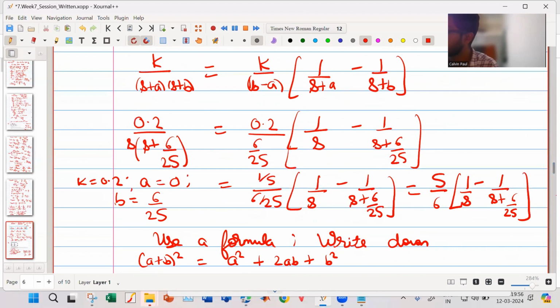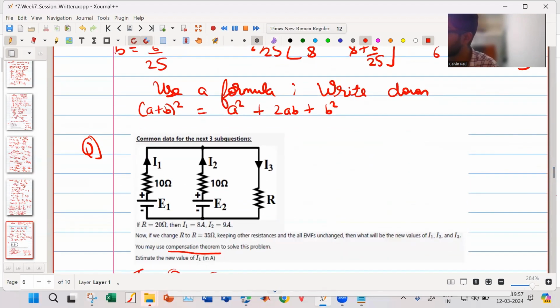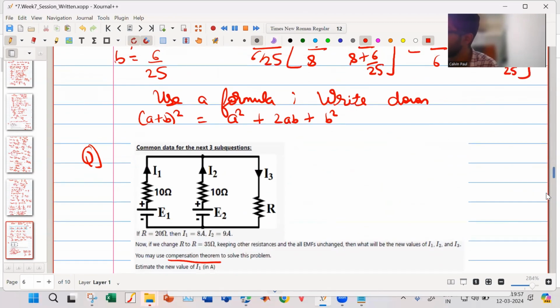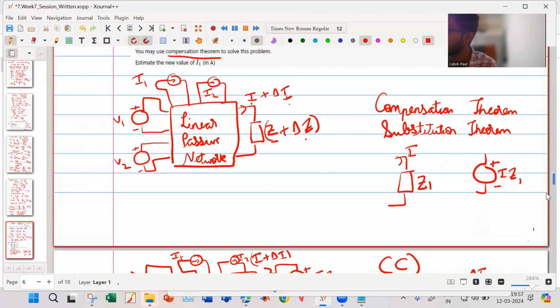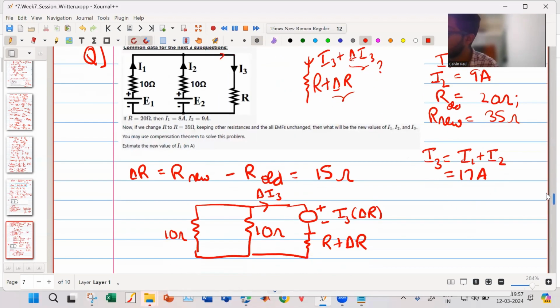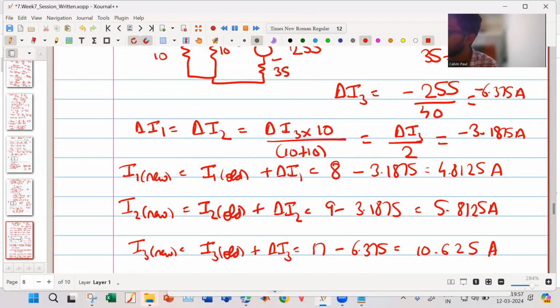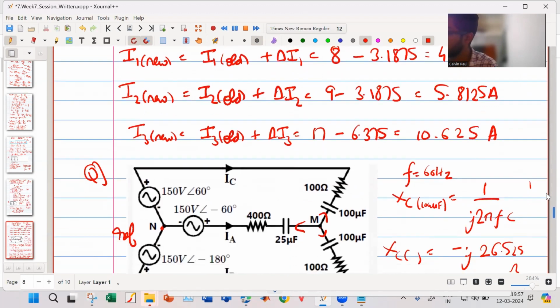And then we verified also using our formula. Then we saw the compensation theorem, and we did a proof of the compensation theorem. Then we solved the sum: what is the change in I when there is a change in your resistance?